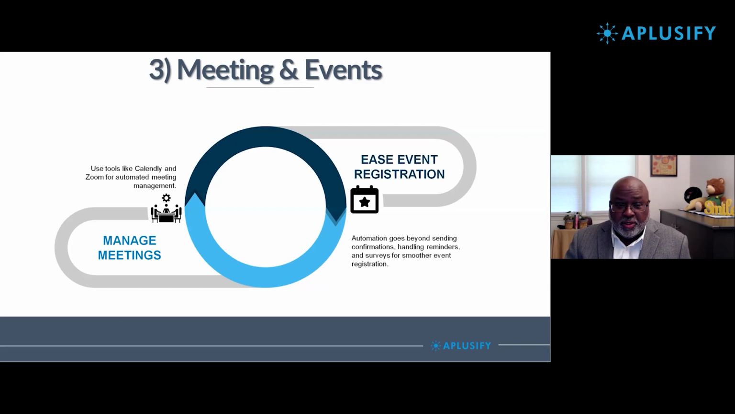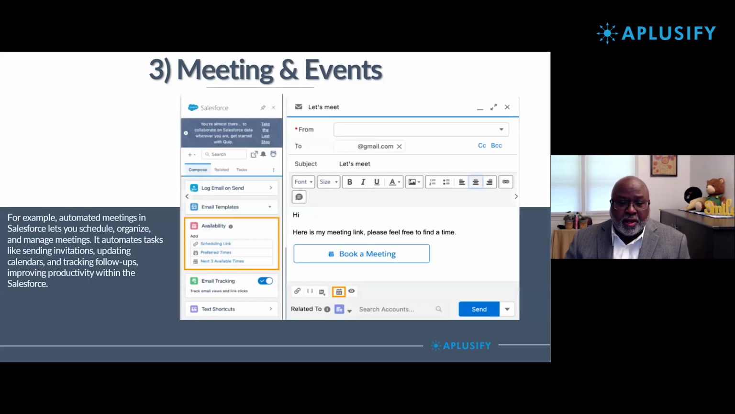Salesforce automation tools can be used to streamline the event registration process and automate sending confirmations, reminders, and surveys. Other Salesforce integrations like Calendly and Zoom can be implemented to assist with the automation of meeting management. So here, this slide illustrates an example of the automation tools: booking a meeting, sending invitations, and updating calendars. All this improves productivity and effectiveness within your marketing efforts.